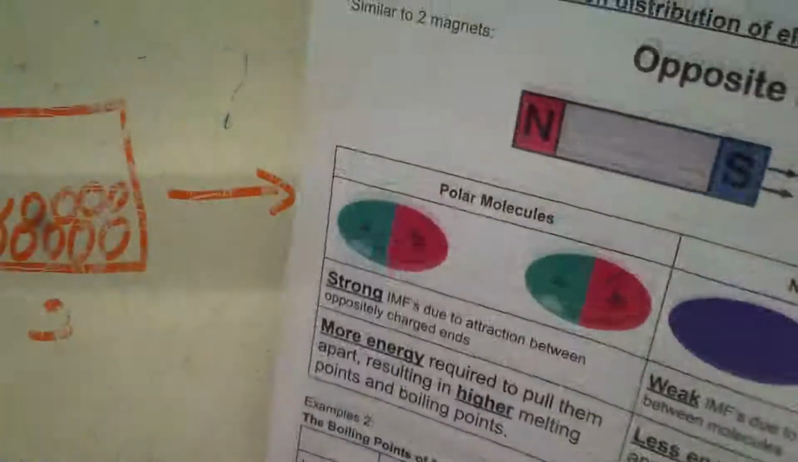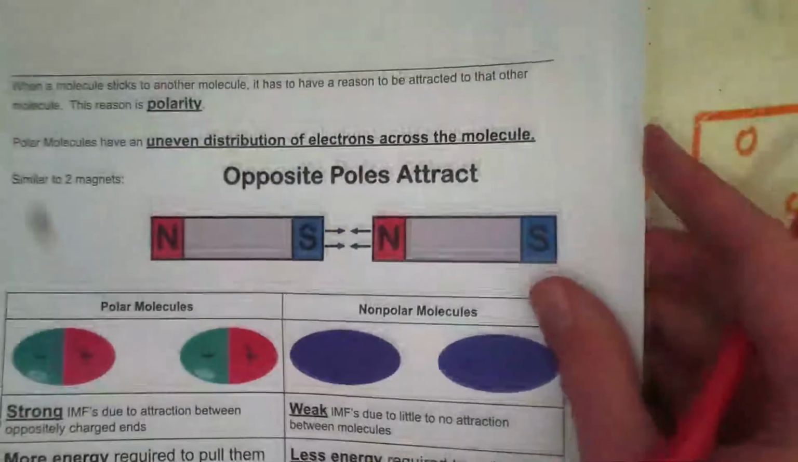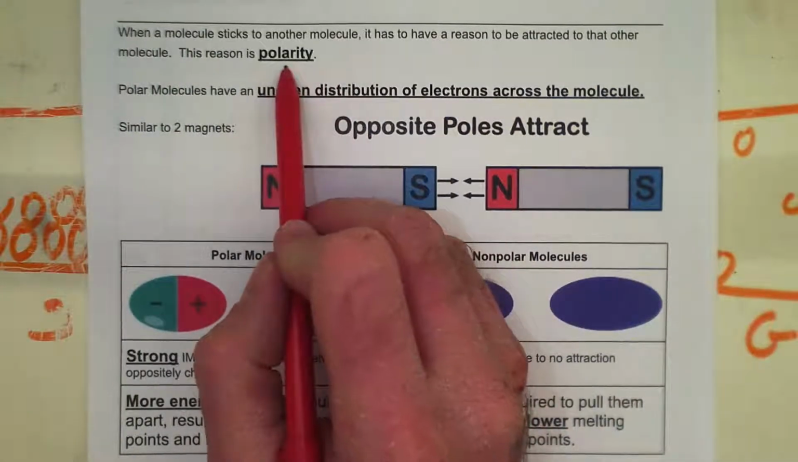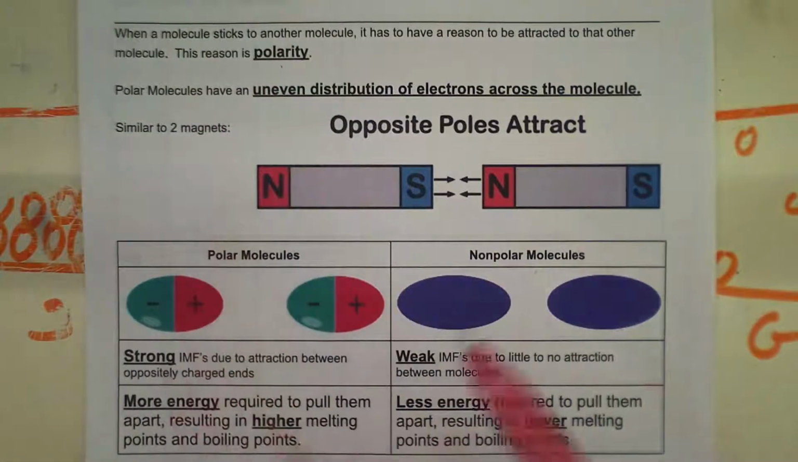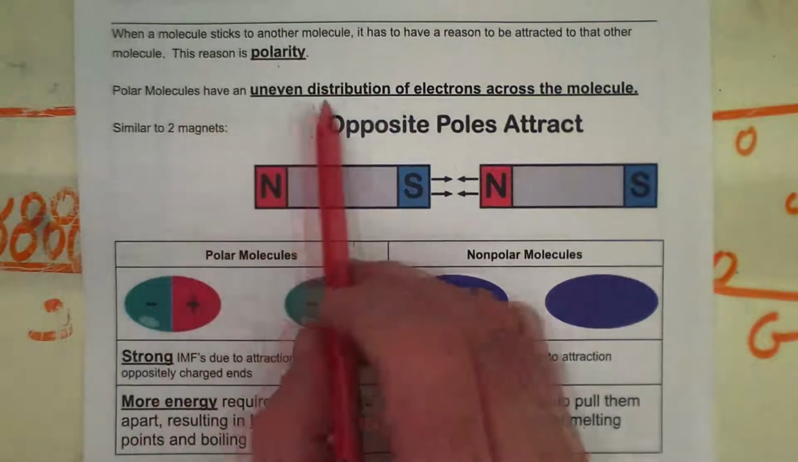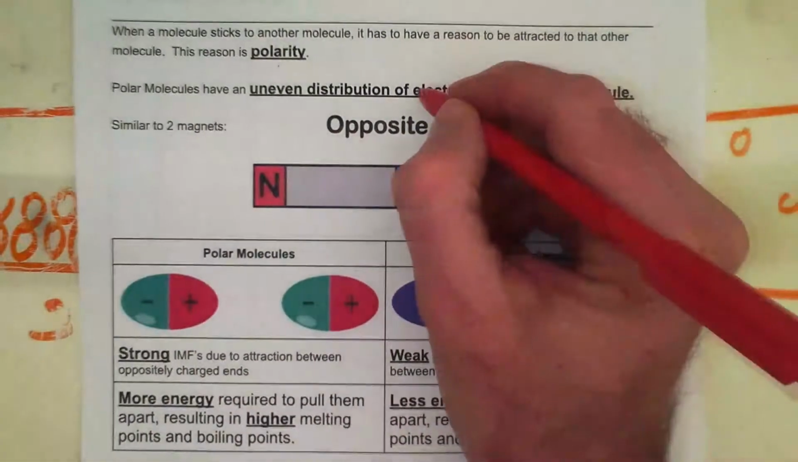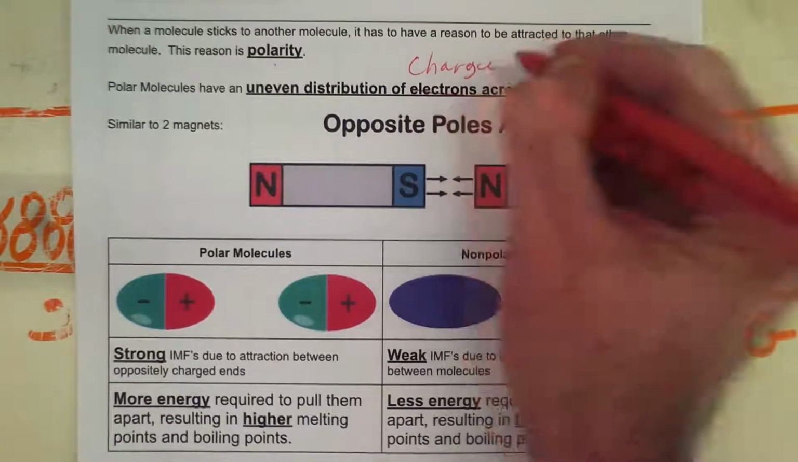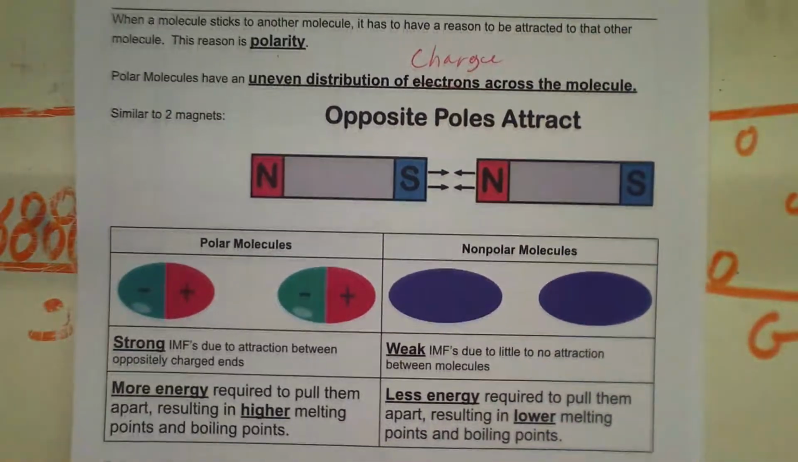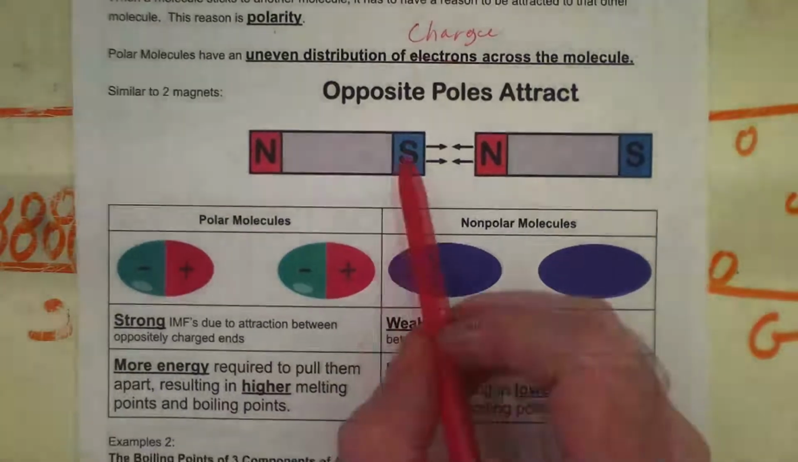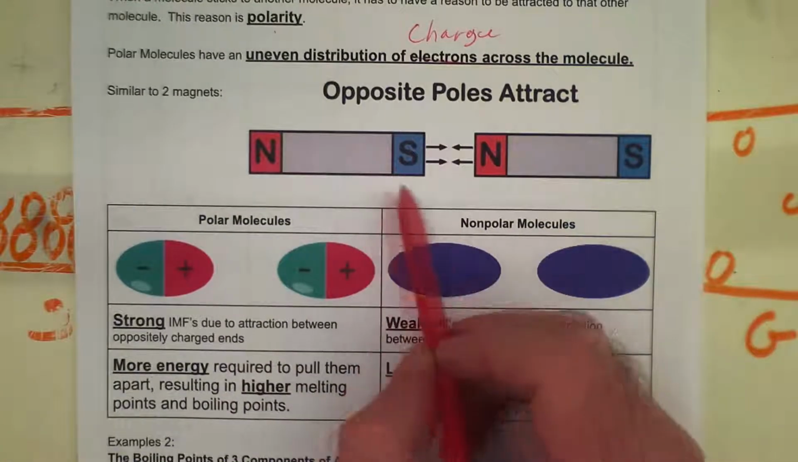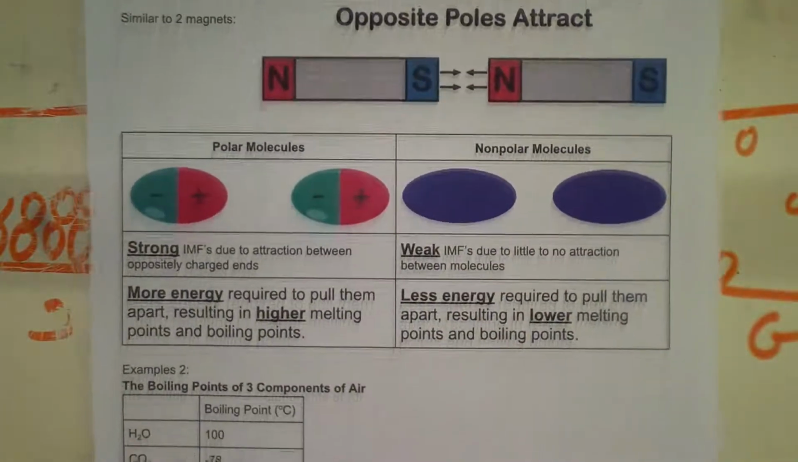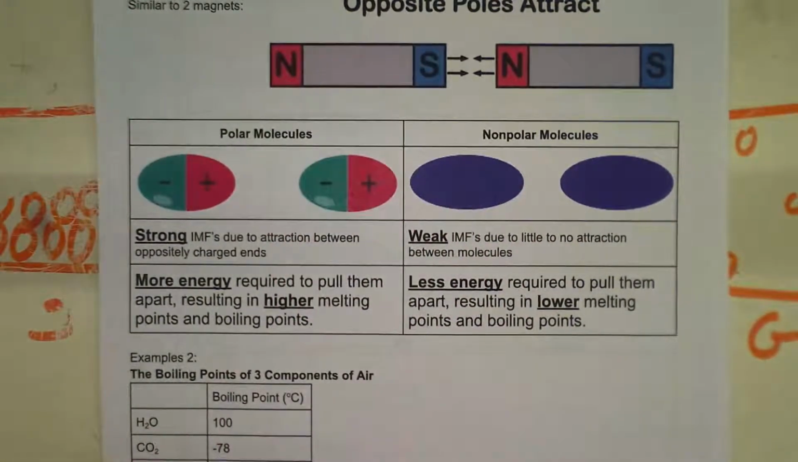All right. Now, something's got to be causing this stickiness. And what's causing this stickiness is polarity. Remember what polarity is. Polar means different. Polar molecules have an uneven distribution of electrons, or even simpler than that, they have an uneven distribution of charge across the molecule. They're like magnets. And the south pole of one magnet is always attracted to the north pole of another magnet. Well, the same thing's true with polar molecules.